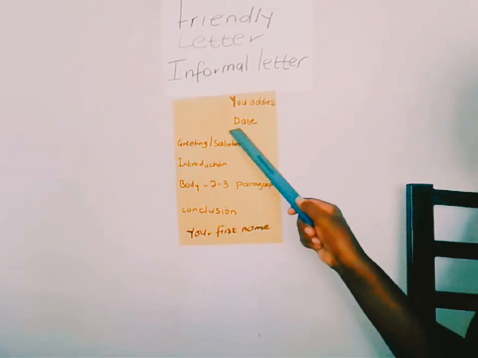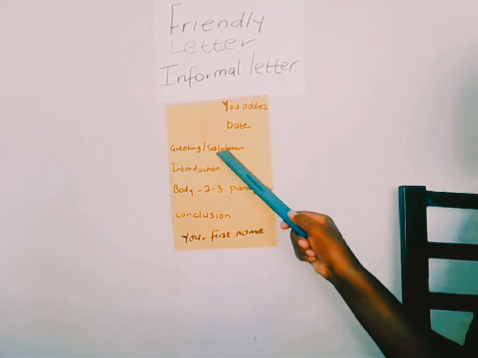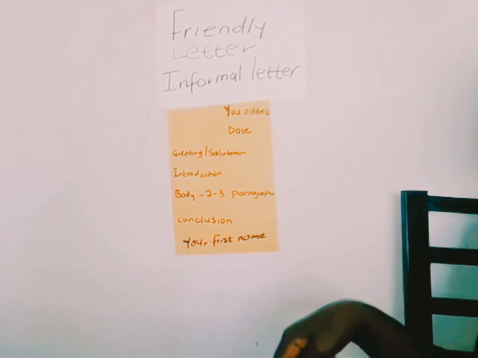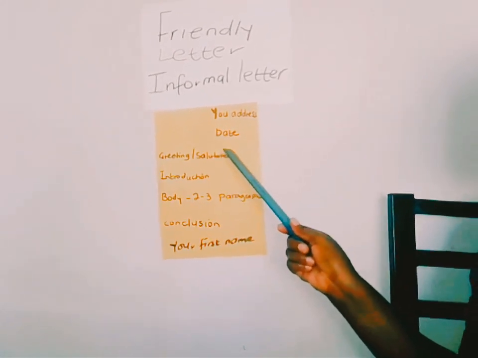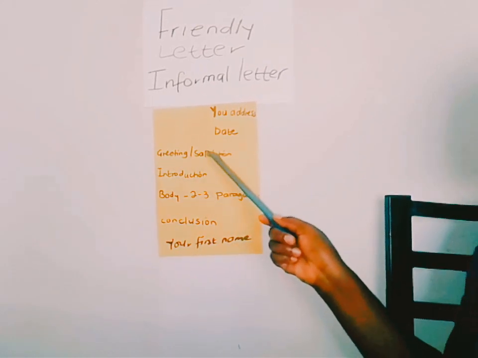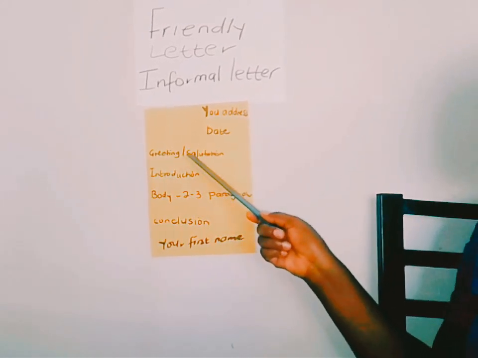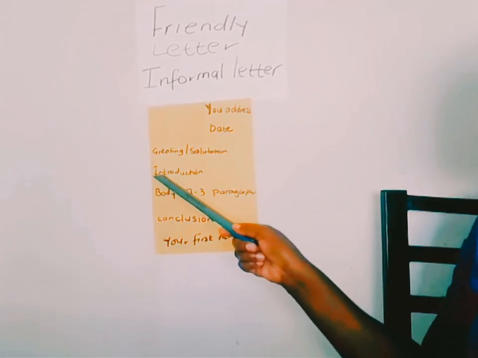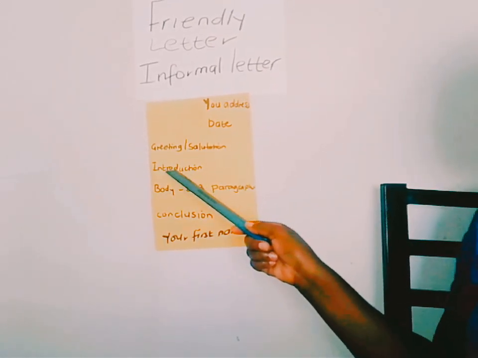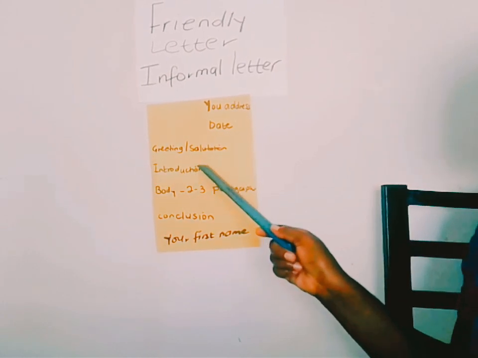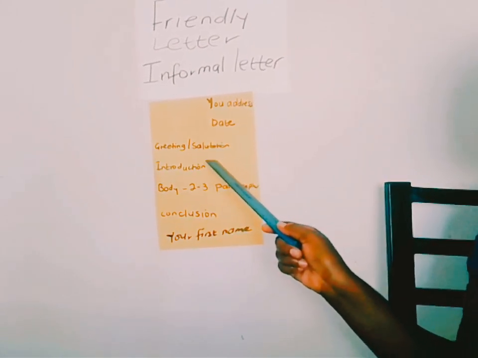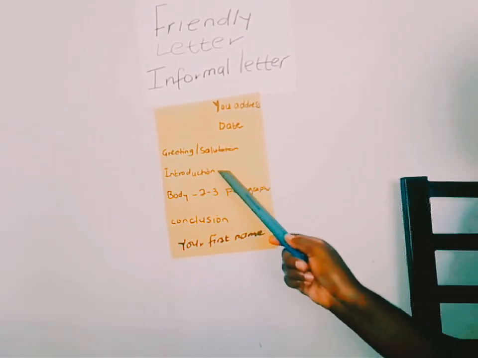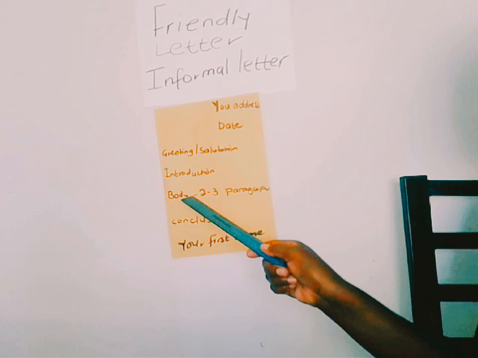After your date, you omit a line, then you come to your greeting or salutation. Our salutation here is always dear cousin or dear Uncle Matthew, dear Auntie Lynn, or whoever you are writing to, okay? You omit a line, then you come to the introduction. In your introduction, you tell us the purpose of the letter. Tell us why you are writing, and when you are done with your introduction, you move on to the body.